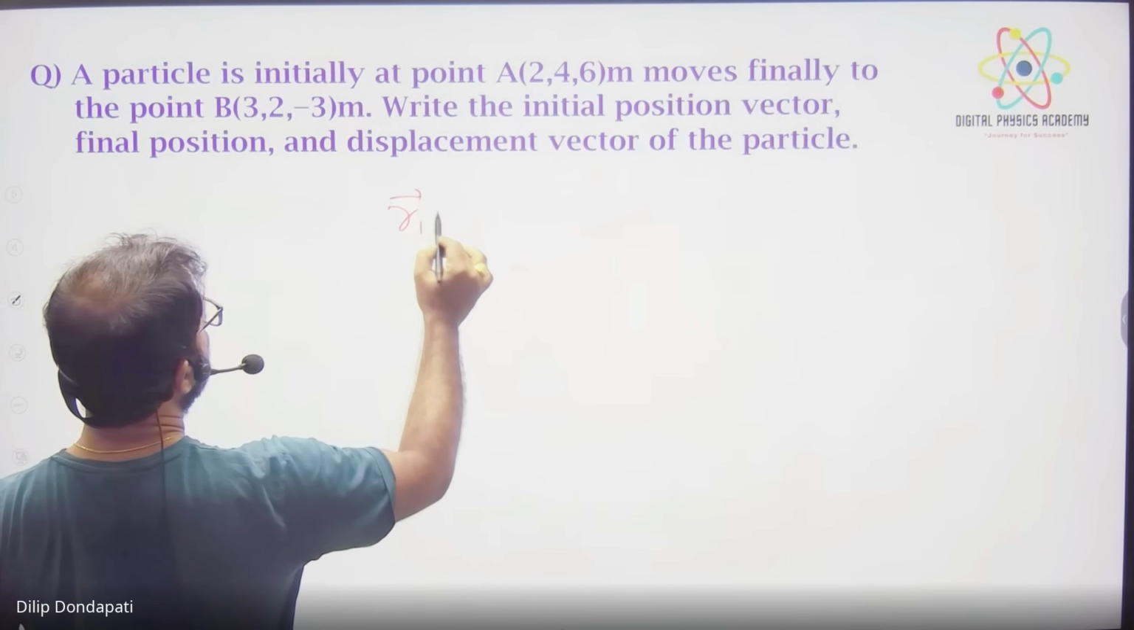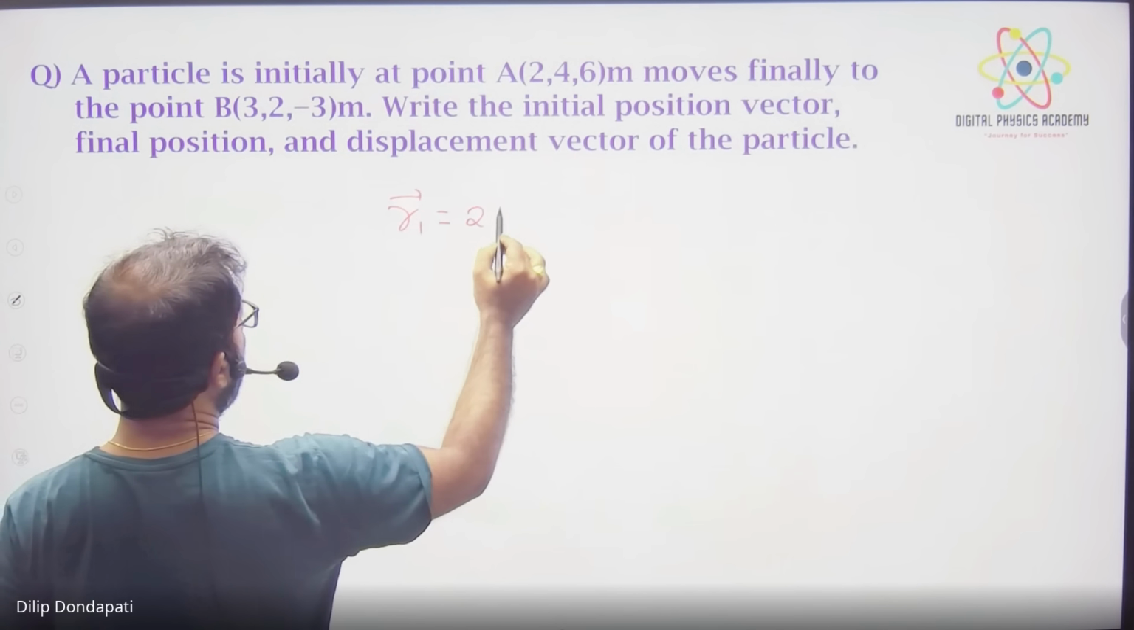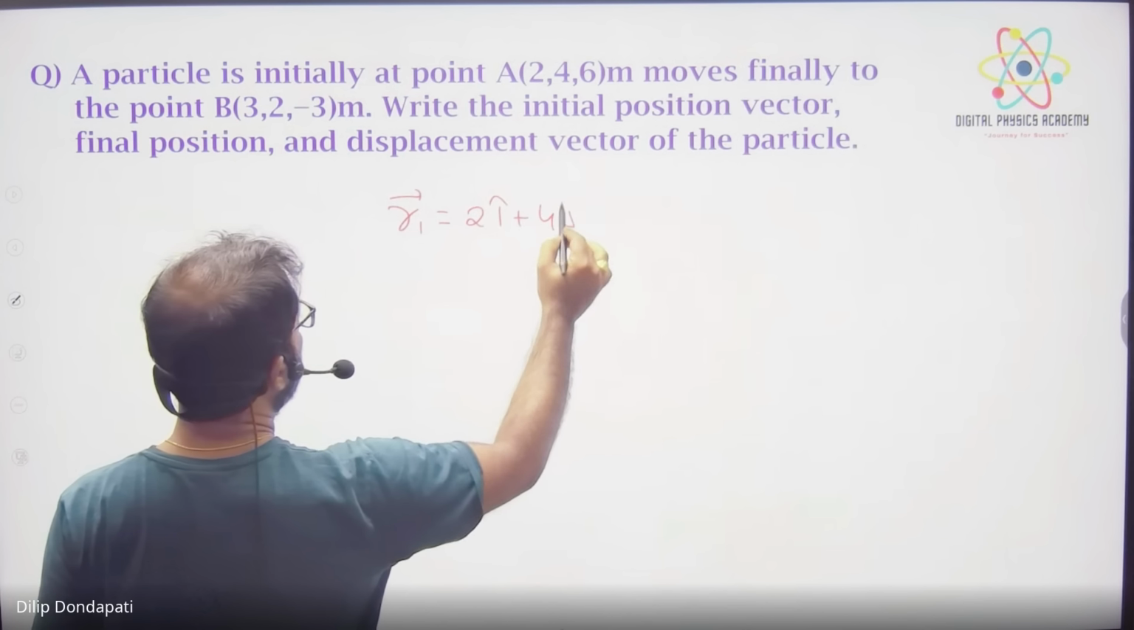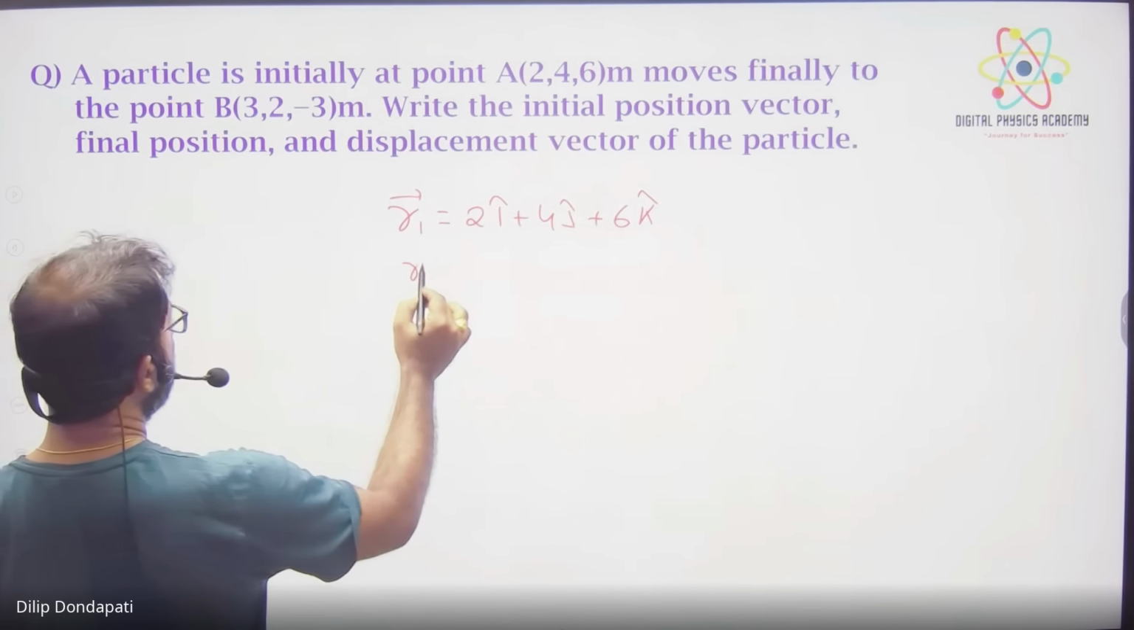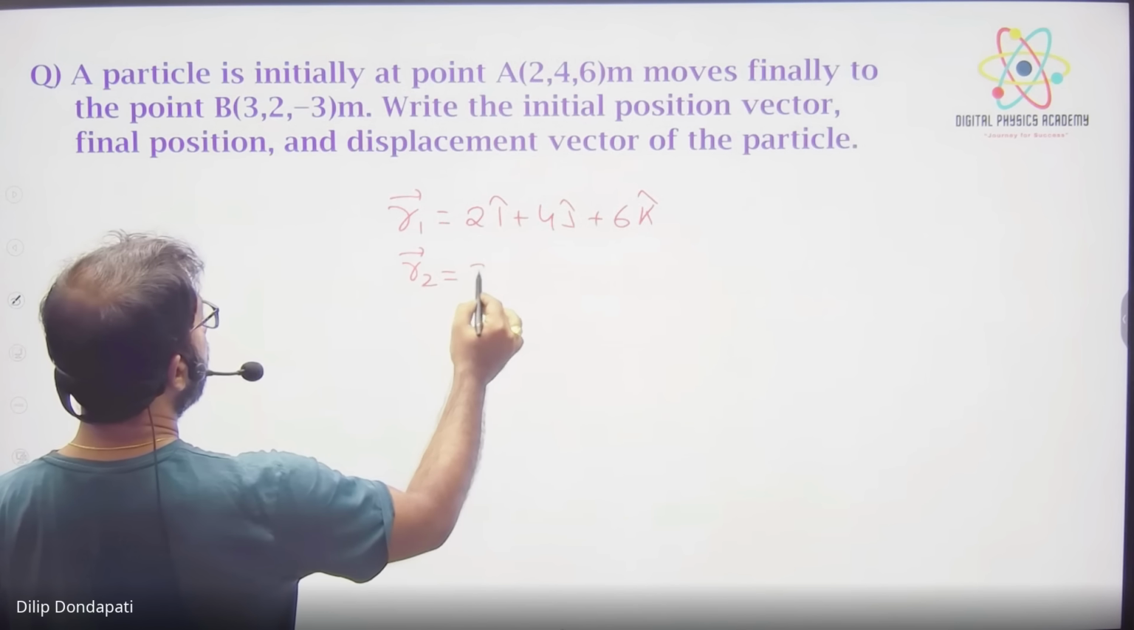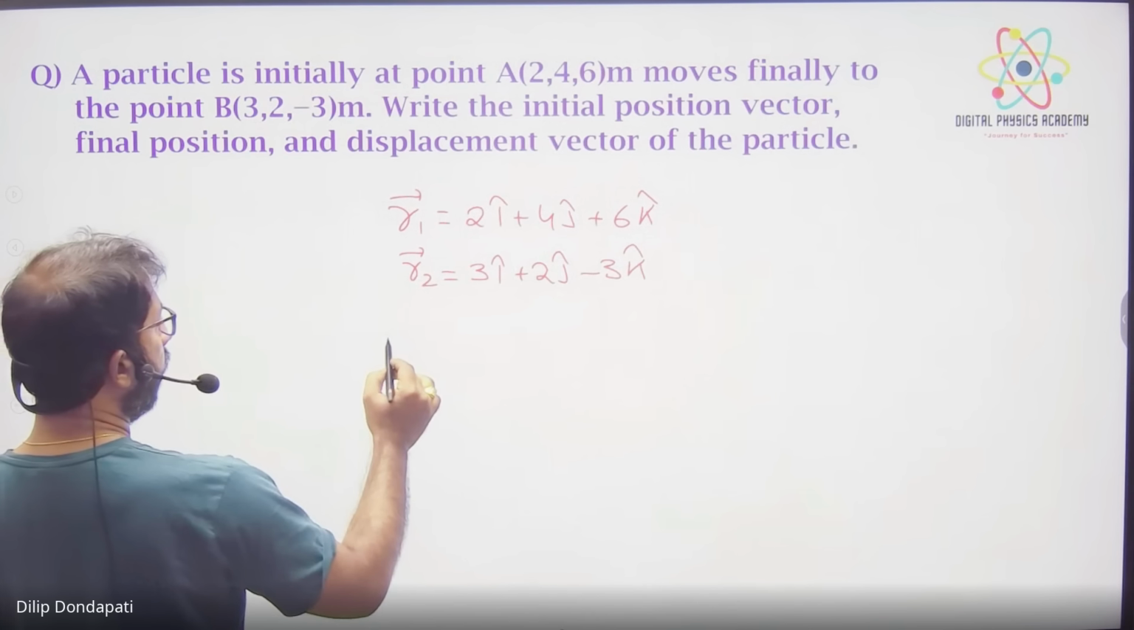R1 vector is 2 I cap plus 4 j cap plus 6 k cap. And final position vector is 3 I cap plus 2 j cap minus 3 k cap. Now find displacement vector. I cap minus 2 j cap minus 9 k cap.